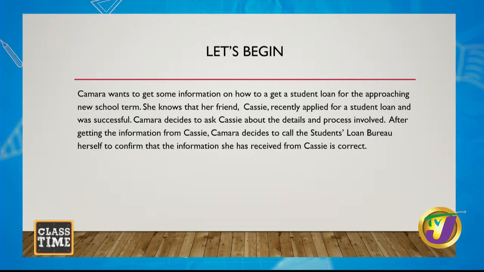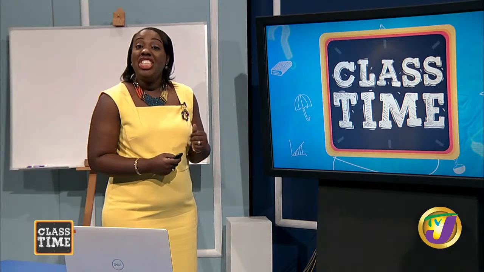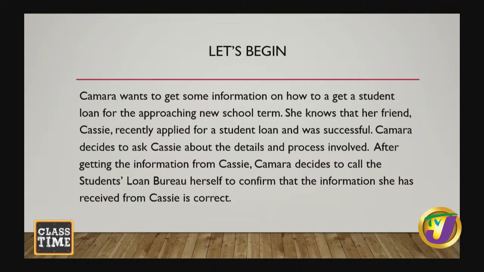Kamara wants to get some information on how to get a student loan for the approaching new school term. She knows that her friend Cassie recently applied for a student loan and was successful. Kamara decides to ask Cassie about the details and process involved. After getting the information from Cassie, Kamara decides to call the Students' Loan Bureau herself to confirm that the information she has received from Cassie is correct.